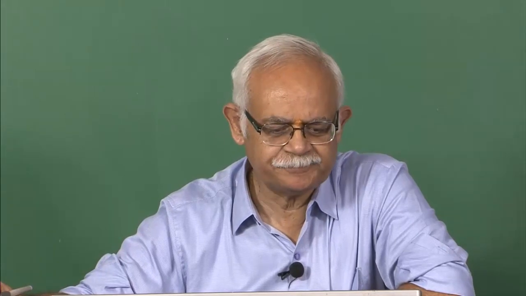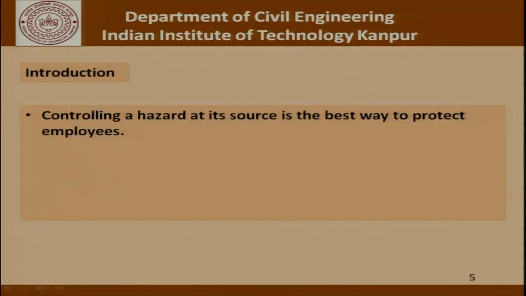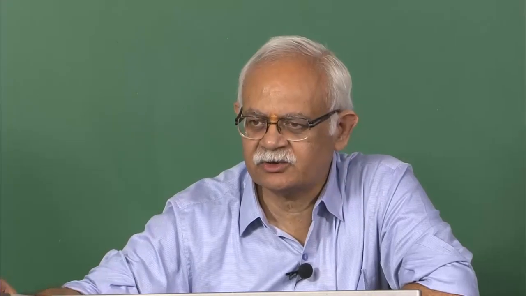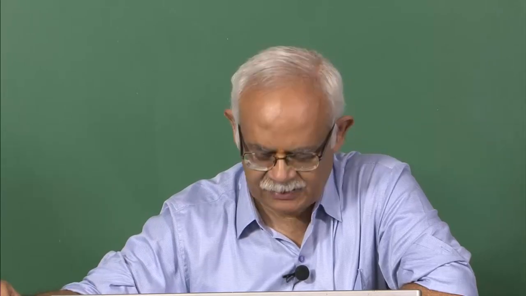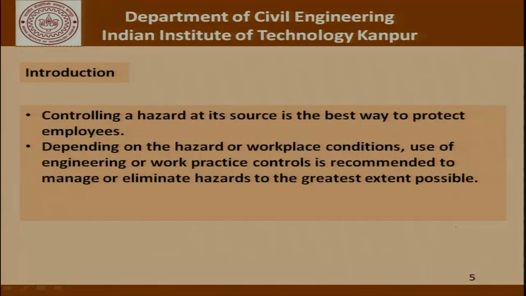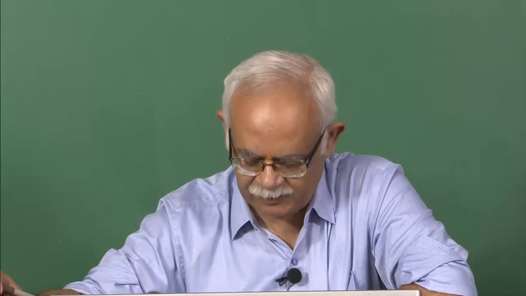So now coming to our discussion, the first step as far as minimizing the damage due to an accident is concerned, controlling the hazard at its source is the best way to protect the employees. So if somehow we are able to ensure that the accident doesn't happen, the hazard is controlled at the site itself where it is, then the employees are exposed to the minimum danger. Now, depending on the hazard or the workplace conditions, use of engineering or work practice controls is recommended to manage or eliminate the hazards to the greatest extent possible. So, elimination of the hazard at its origin is the best thing to do. And we have to take engineering and work practice controls. And that is what has been part of our discussion so far.